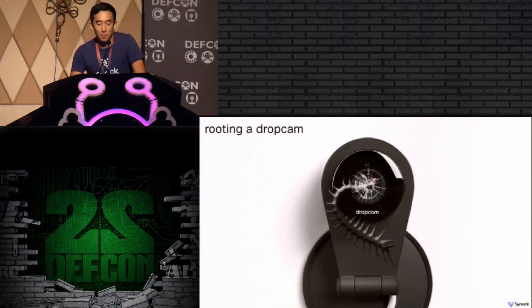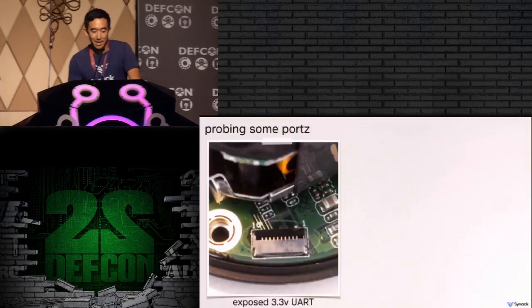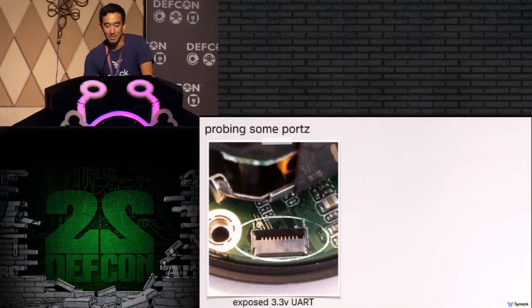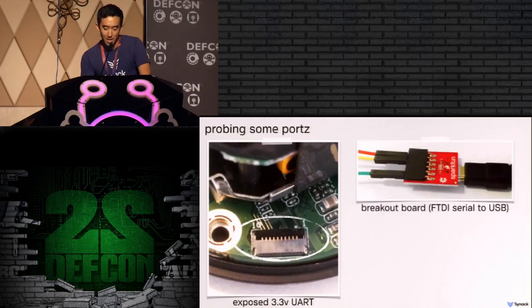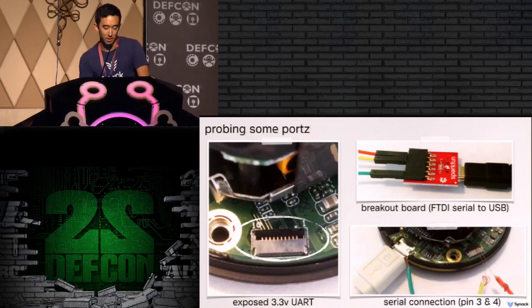So based on the network footprint, we figured taking a hardware approach would be best. So naturally the first thing to do was crack the camera open. Conveniently, DropCam left us this mysterious header right here. Probing around revealed what looked like a 3.3 volt UART on there. So we hooked it up to the FTDI serial to USB connector that you guys are all familiar with. And here's a little photo showing our ground connection and transmit and receive on pins 3 and 4 respectively, if you guys want to try this at home.